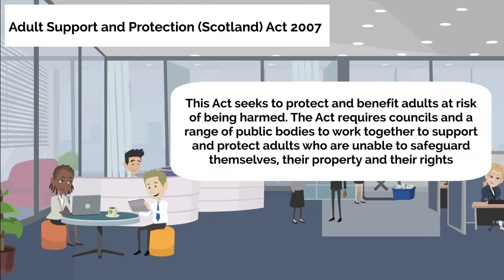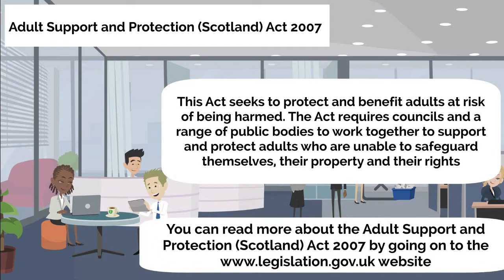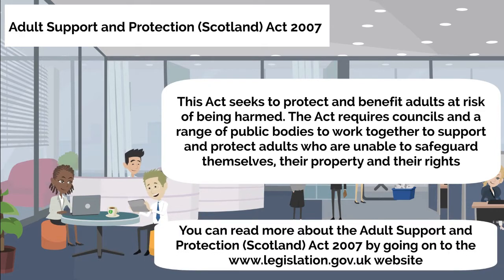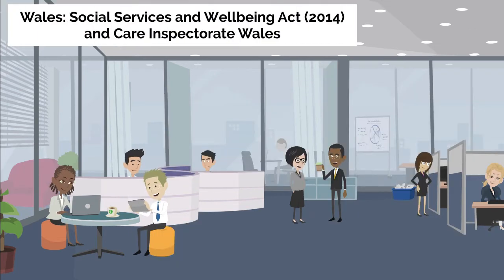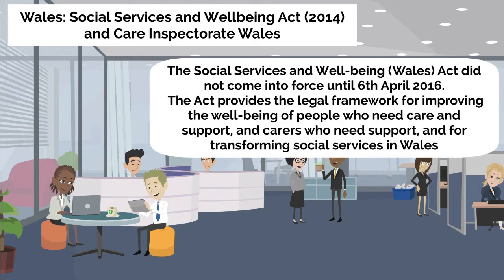Adult Support and Protection, Scotland Act 2007. This Act seeks to protect and benefit adults at risk of being harmed. The Act requires councils and a range of public bodies to work together to support and protect adults who are unable to safeguard themselves, their property, and their rights. You can read more about the Adult Support and Protection Scotland Act 2007 by going on to the www.legislation.gov.uk website.